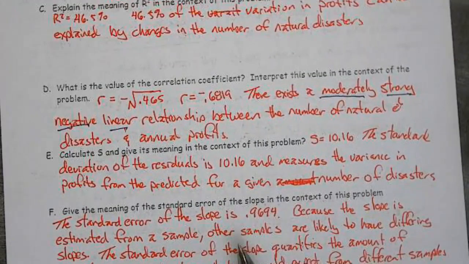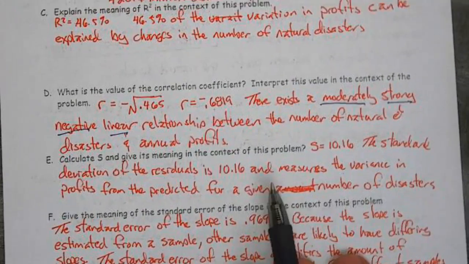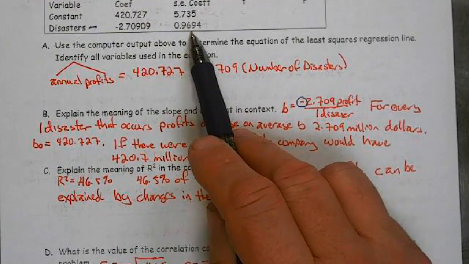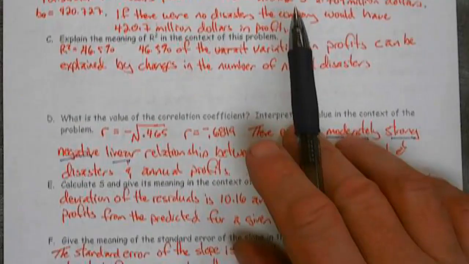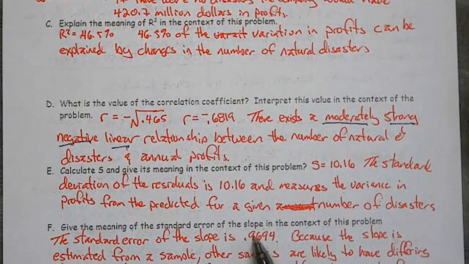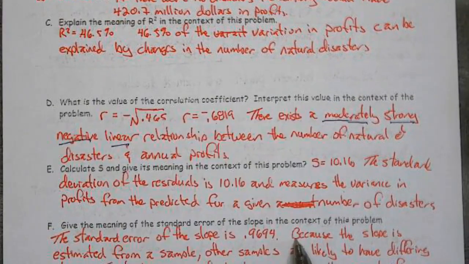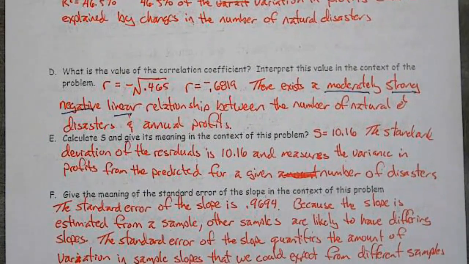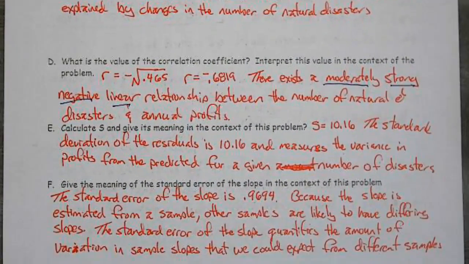Give the meaning of the standard error of the slope in the context of this problem. Well, in this case, our standard error is 0.969. So the standard error of the slope is 0.969 because the slope is estimated from a sample. Other samples are likely to have differing slopes. The standard error of the slope quantifies the amount of variation in sample slopes that we could expect from different samples. Okay, but really you don't need any more context than that.